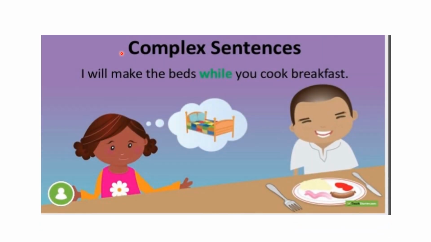Example of a complex sentence: I will make the beds while you cook breakfast. So here again, I will make the beds is the main clause. While you cook breakfast is the dependent, or subordinate, clause. And this is the subordinating conjunction, while. So this is a complex sentence.